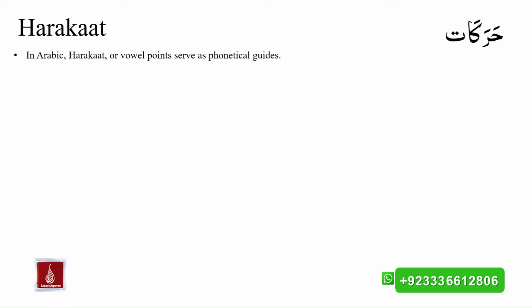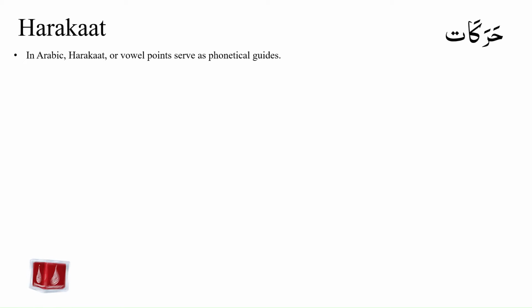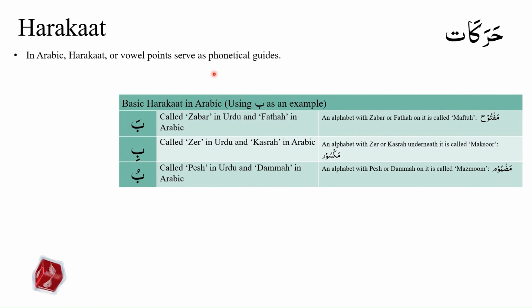Next, we will study Harakat. The singular of Harakat is Harakah, and in Arabic, harakat or vowel points serve as phonetical guides. That is, the presence of a harakat will help us with the pronunciation of an alphabet or a word. We will study this further using the alphabet ba as an example. If we look at the left-hand side here, we will see that the alphabet ba is associated with a harakat either above it or below it.